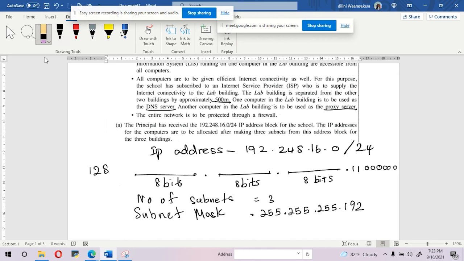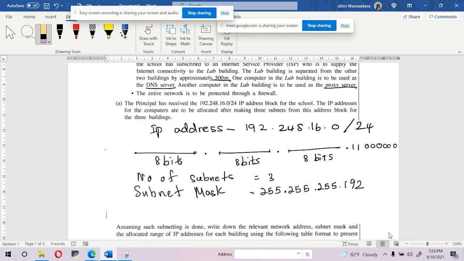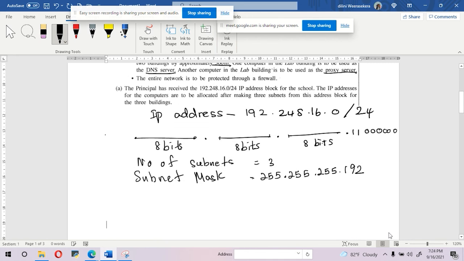So we found the subnet mask. Next, when you have the subnet mask, from here we can see the number of IP addresses. How do you get it? Number of host bits, the number of bits allocated for the host: 1 2 3 4 5 6. 2 to the power 6 is 64.